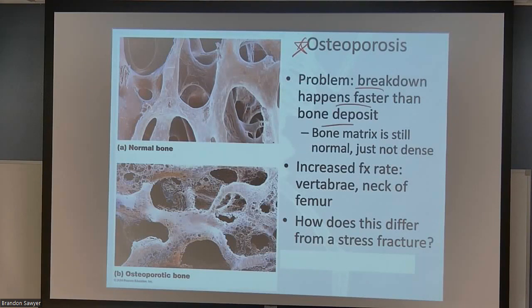Okay, but yeah, so then we have a high likelihood of an actual fracture, right? So increased fracture rate. Vertebrae, neck of the femur, the common ones, like when you hear about grandma broke her hip, it's always that spot where the femur comes up like this, and then you got the head right there. It's that neck of the femur is a very typical spot to break the hip, right? The only way this is different from a stress fracture is in osteoporosis, it's really like the whole bone that thins, right? Whereas a stress fracture is one specific spot where that stress was.